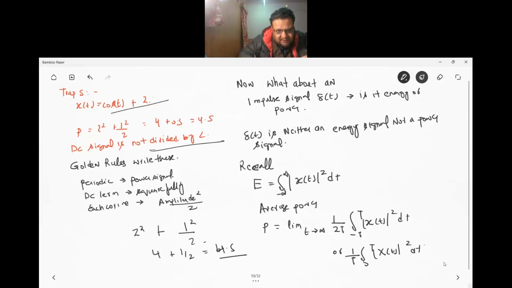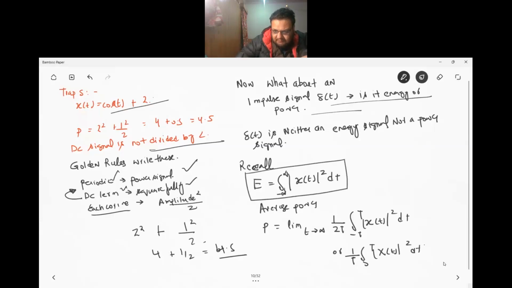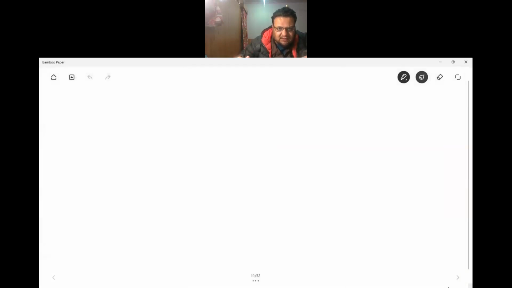Golden rules, remember this: periodic signals are power signals, and the DC term is also a power signal, because its energy would be infinite. For each cosine, the amplitude squared divided by 2, that you have to do. What about an impulse signal? It is neither an energy nor a power signal, remember this. Normally the energy signal equation is this, and average power you will get by this expression. Okay, let's move to the next.